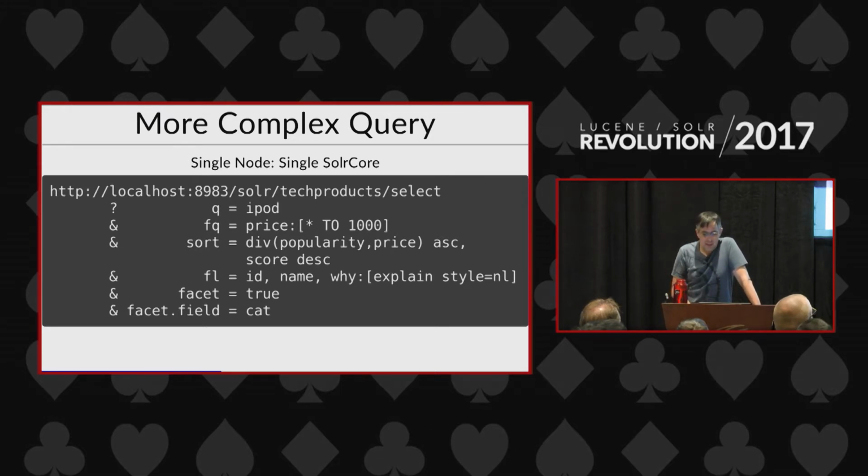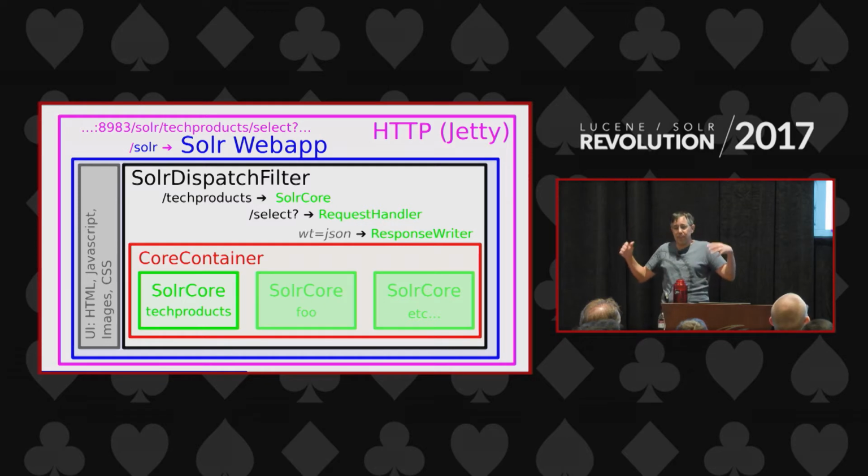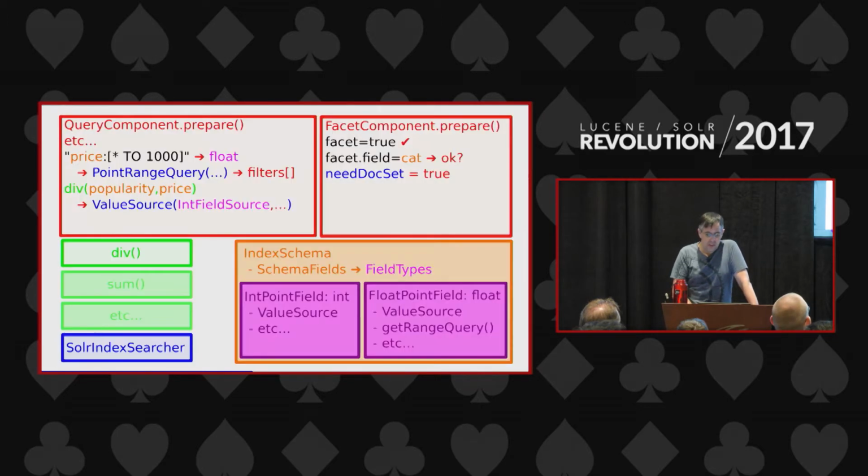The first thing to know about this is that at the HTTP level, at the web app level, at the dispatch filter level, all of this is the same. Nothing changes, right? In terms of picking a request handler, we're not doing anything different. This request is exactly like the last one. Where things do start to change is, I mentioned the search handler loops over components and executes them. Well, when it gets to the query component, we do all the same things we did before, but we have a few more things that are very similar to what we saw.